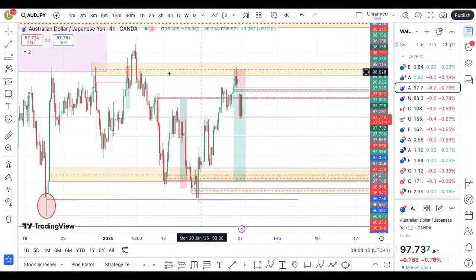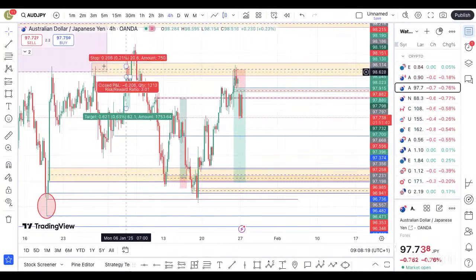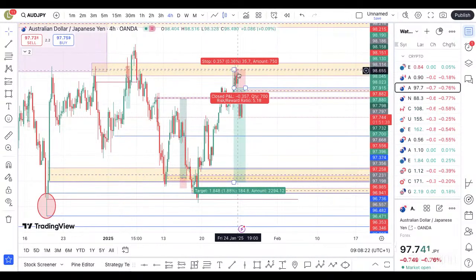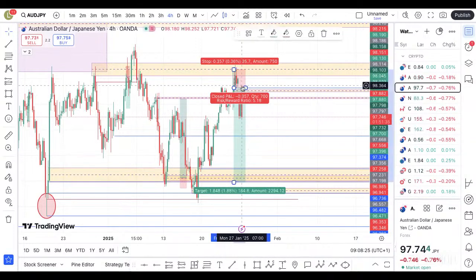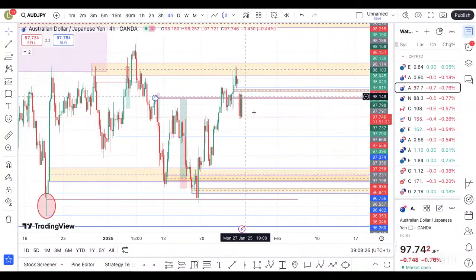So this is it. Our price came to clear this liquidity here on the 4 hour time frame and began to sell all the way to the downside. Even though I saw the re-entry, I couldn't enter again. All right, so this is the move here. This is the shoulder. You've seen how price is moving. So we are expecting more sales for AUD JPY.